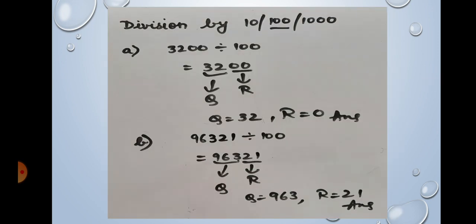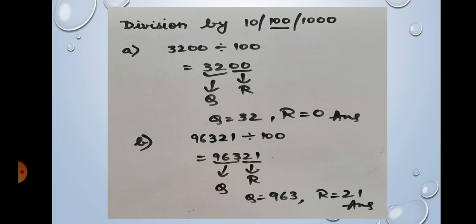The next topic is division by 100. Here the first example is 3200 divided by 100. Again the process is the same. We write down the number first. As 100 carries 2 zeros, we underline 2 digits starting from the extreme right side. So we underline 2 zeros, which is called the remainder, and what is left, which is 32, is called the quotient.